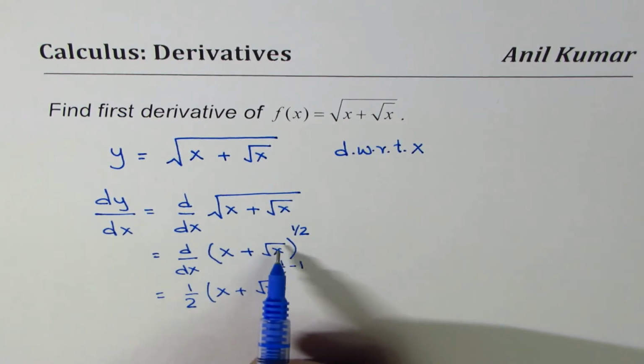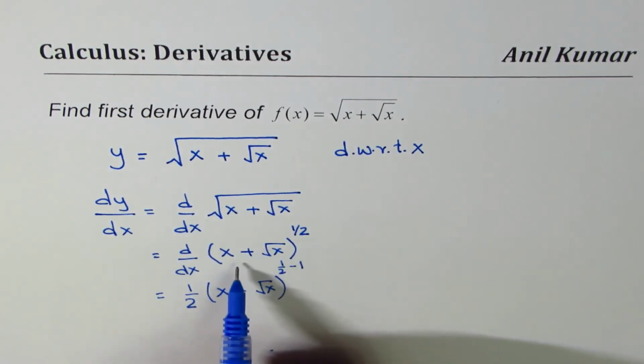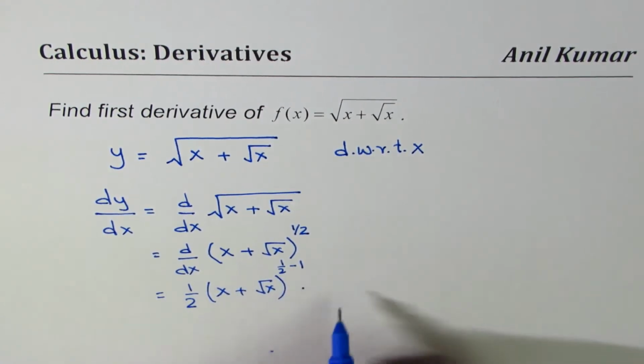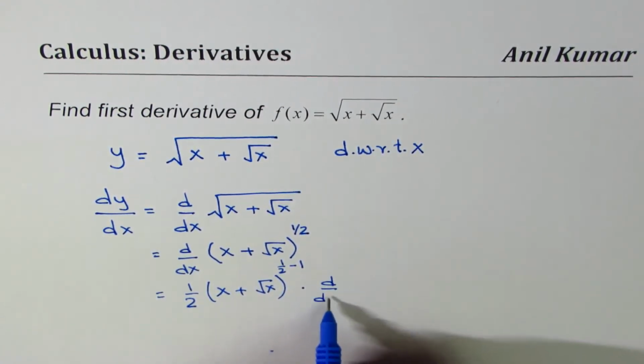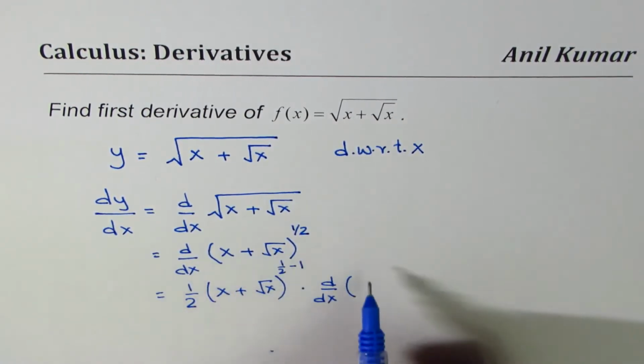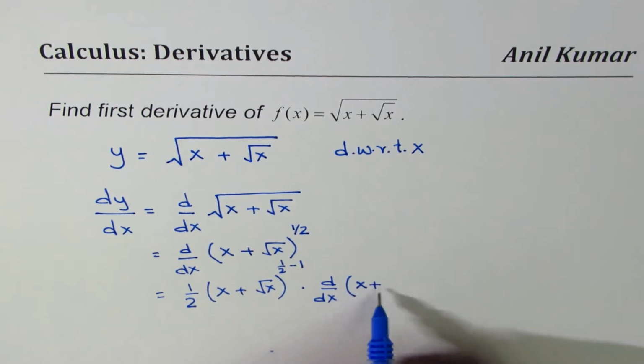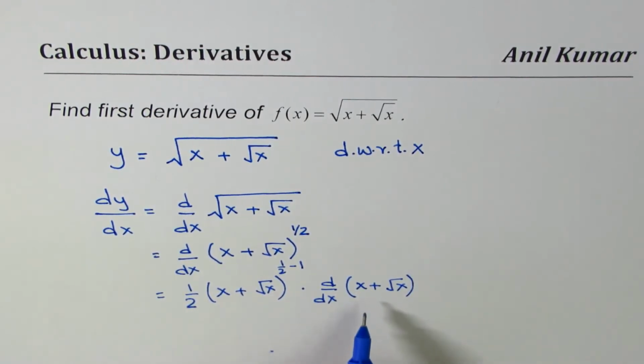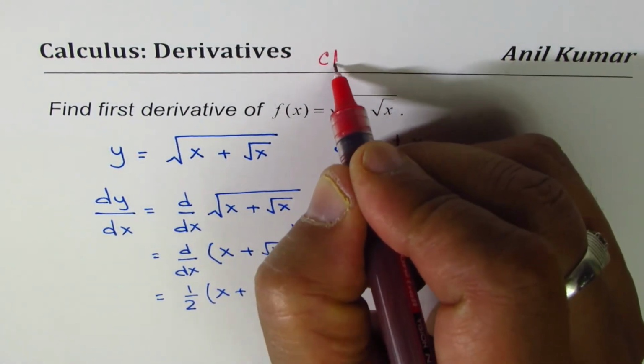Now that is the derivative of the outside function. We are applying the chain rule. We have to multiply it by the derivative of inside function, correct? So times d dx of inside function, which is x plus square root x, correct? Which is x plus square root x. Do you get this step? So this is kind of critical step in finding derivative of the function, right? We call this as chain rule, right? So we call this as chain rule.